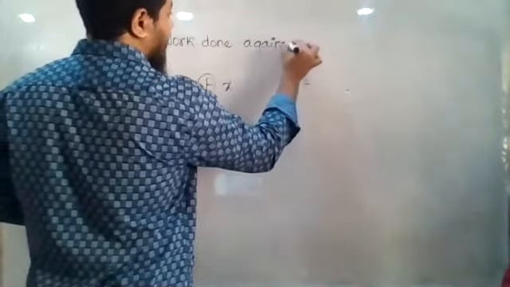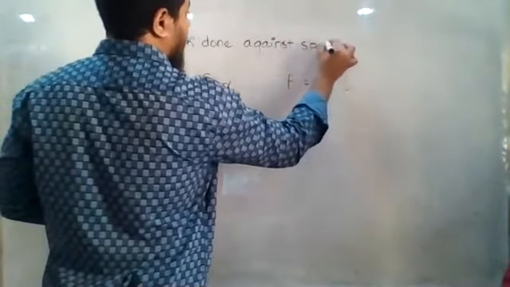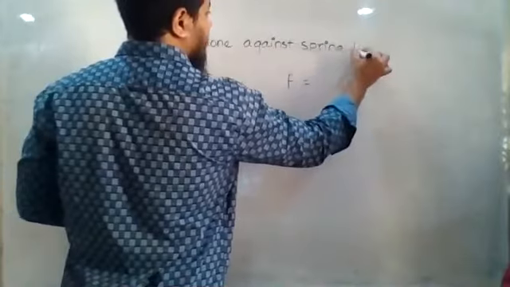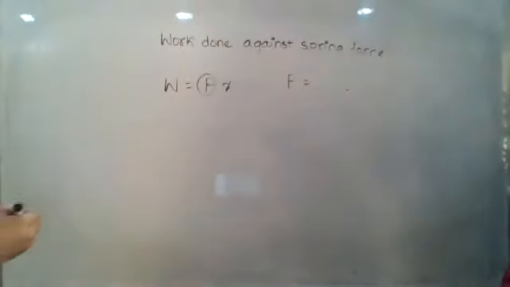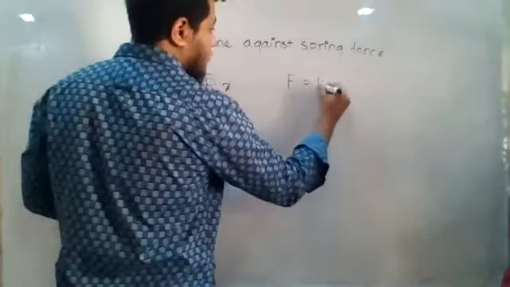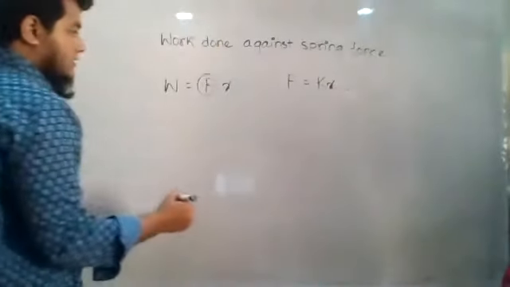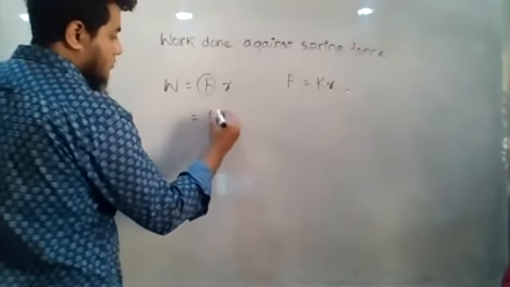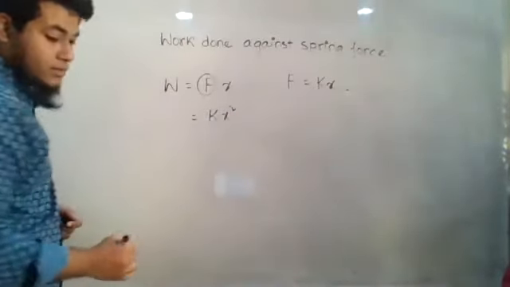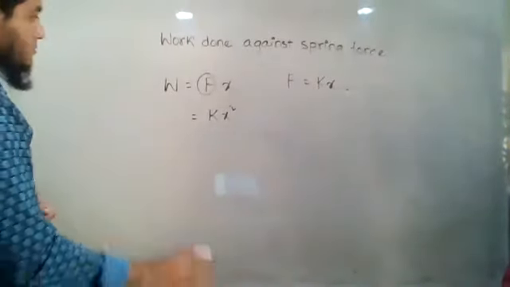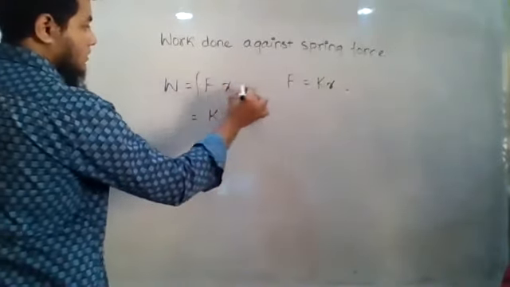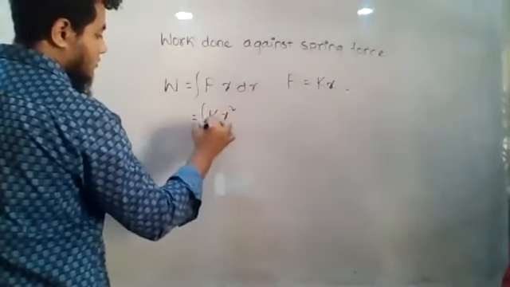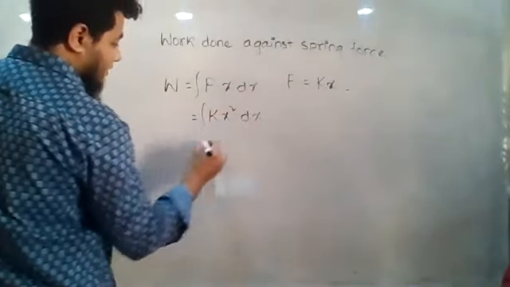Now, why am I saying against the spring force? Because the displacement is in the opposite direction of the spring force, right? Acha, so this F, we got that it is equal to kx. So it will be kx square, and if I integrate it for the whole amount, then it will be kx square dx.